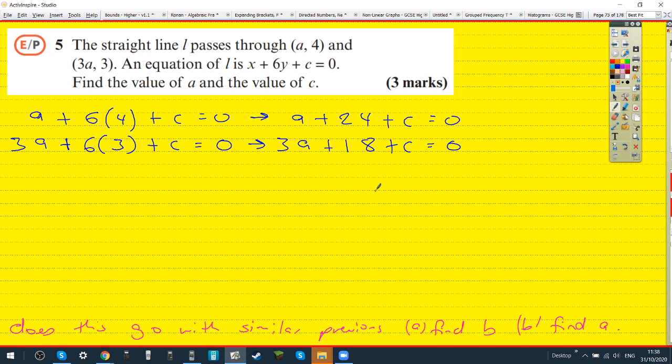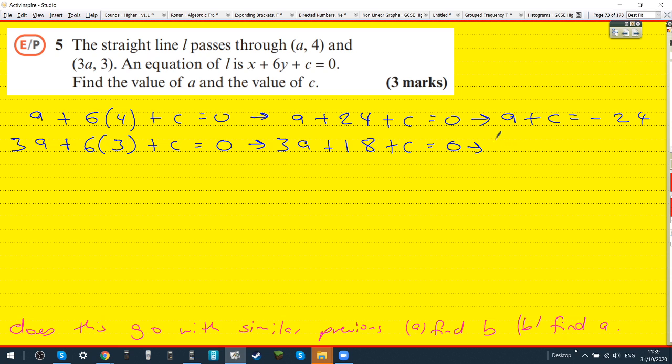How do you solve for a and c? Could you minus 24 on both sides? Yep. So it'd be a plus c equals minus 24. Mm-hmm. And then how do you work out both though? Because there's only one number, which is 24. Do the same for the other one. Okay.